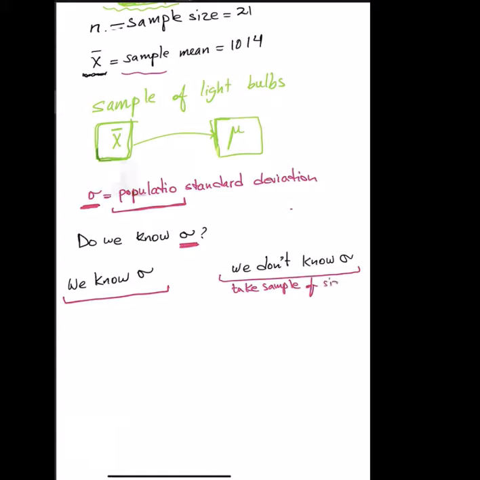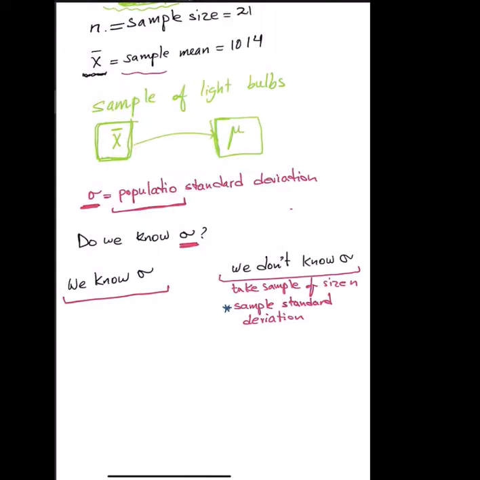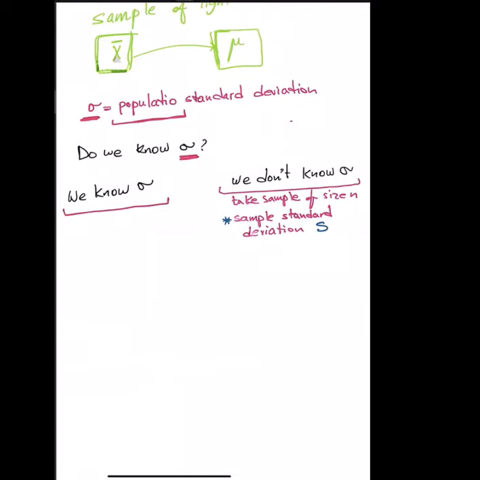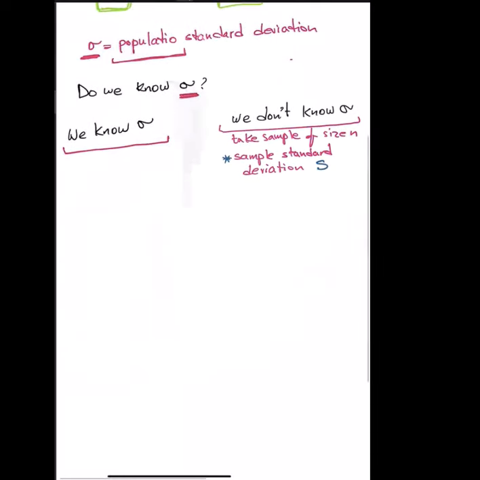We take a sample of size n, and then we look at the sample standard deviation, which we show by, what is the notation for that? S. So we use the sample standard deviation if that's not given. If the population standard deviation is not given to us, we use the sample standard deviation. Then, okay, let's look at this one.